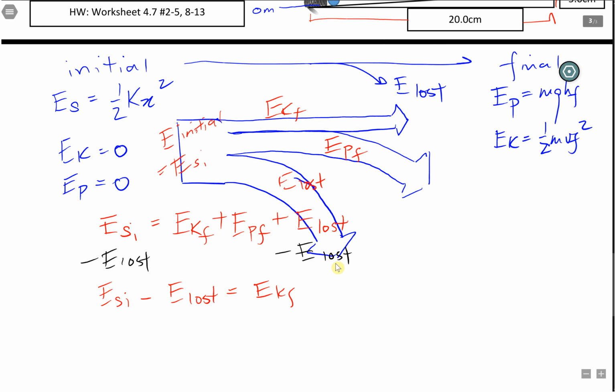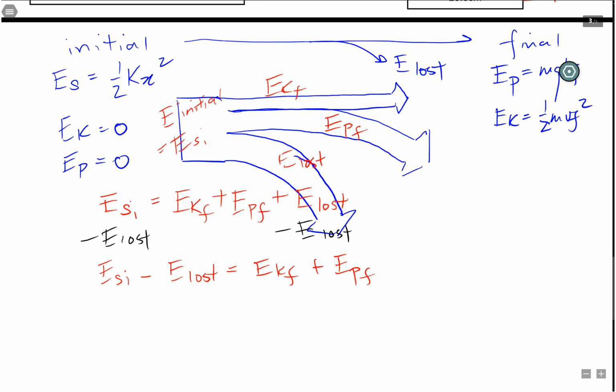equals EKF plus EPF. Remember, when we talked about work or energy that's being gained or lost, we say that the work is negative. You expect to see this negative sign if work or energy leaves your system. It's positive if energy enters your system, and that is not the case for this question. So the negative here should make sense. It's the exact same equation, but rearranged.